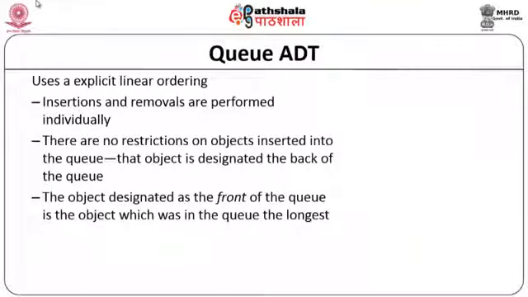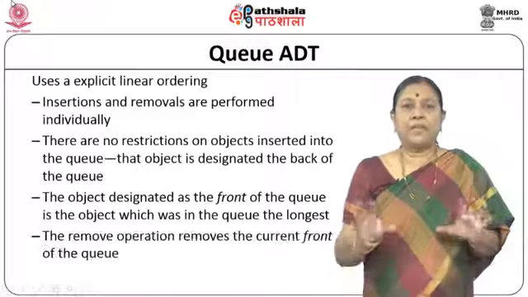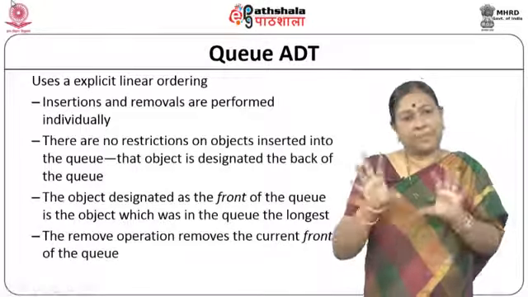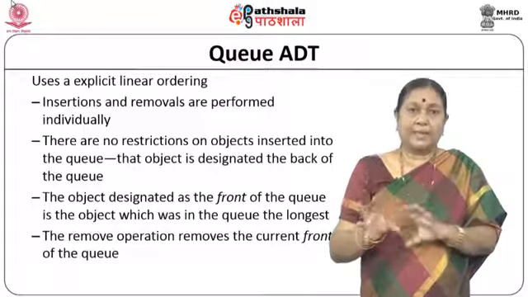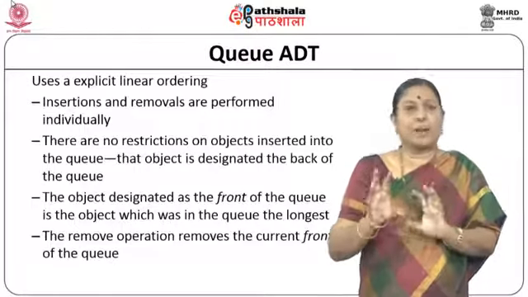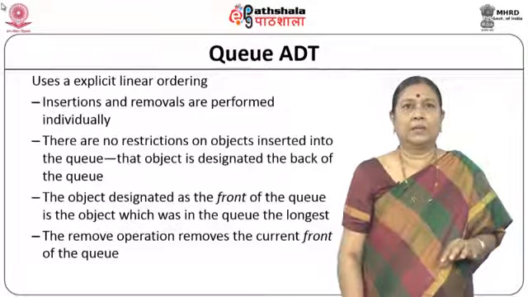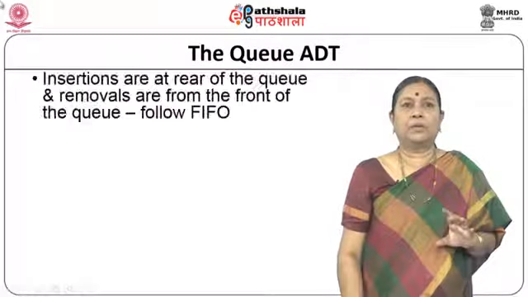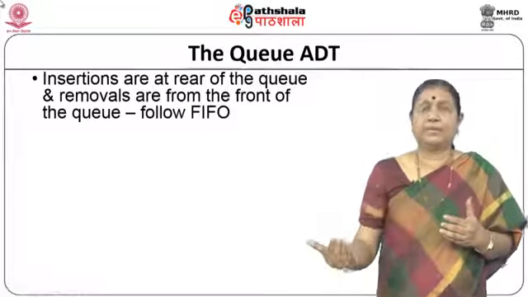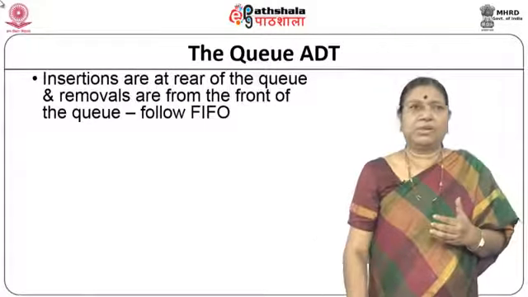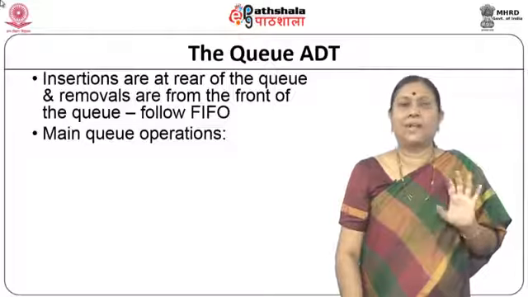So, the front points to an element in the queue that has been in the queue the longest, that is what we are trying to say. And the remove operation removes the element from that front of the queue, that is, the element that has been in the queue the longest is the one that is removed. Now, let us look at insertions. Insertions happen at the rear of the queue and removals from the front of the queue, which we have already seen. And what are the main queue operations?